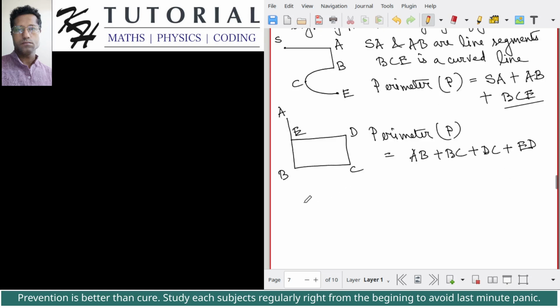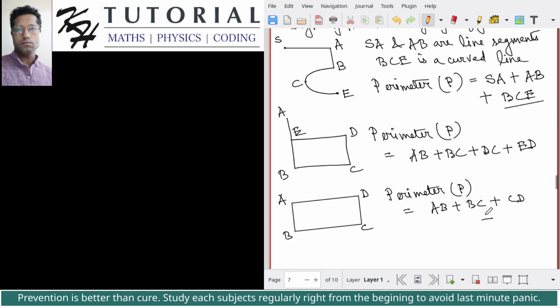Okay, now let's take some very well known figures. Let's say this is a rectangle. Let's say the line segments forming this rectilinear closed figure are AB, BC, CD, and AD. So the perimeter P will be equal to AB, that is the length of the line segment AB, plus BC plus CD plus AD.